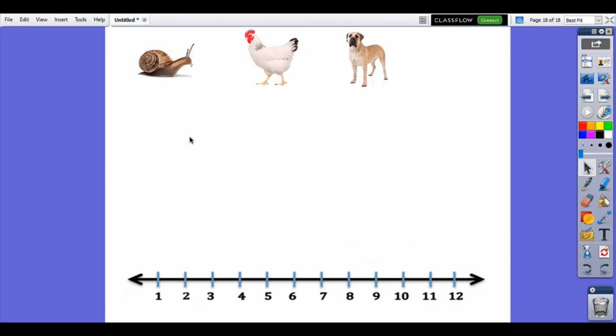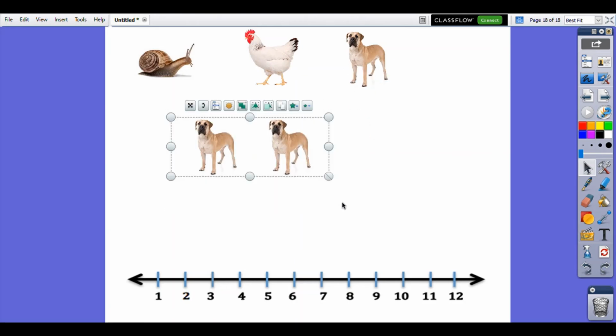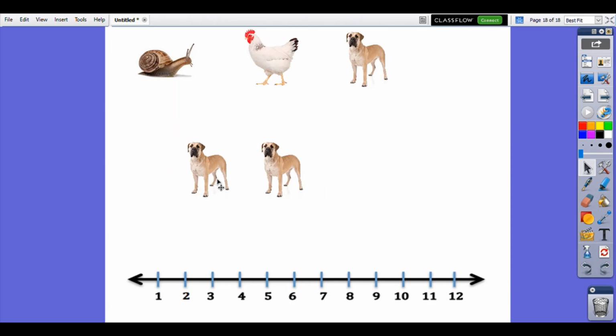Or you could do your working out using a number line. So I'm going to do the dog one as an example of the number line. How many legs does a dog have? 1, 2, 3, 4. So I've got 4 legs. And I want to get to 12. This is my goal.